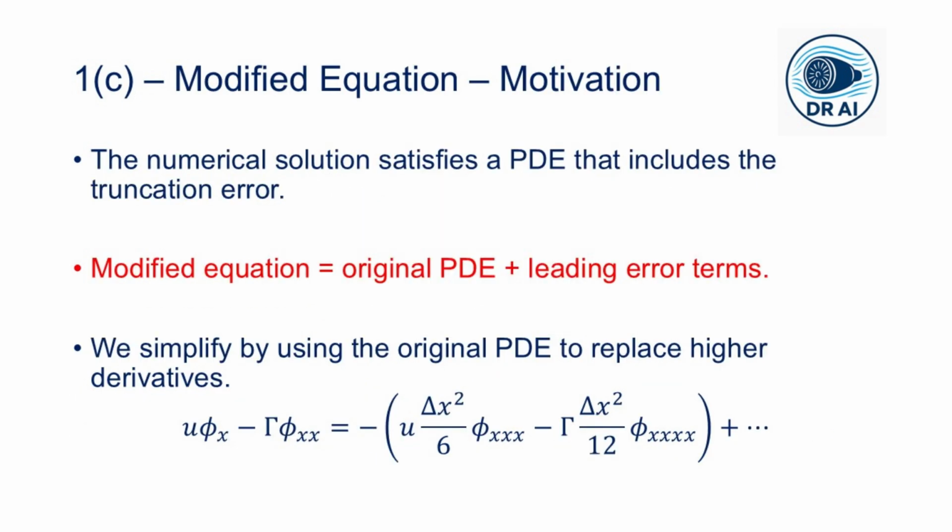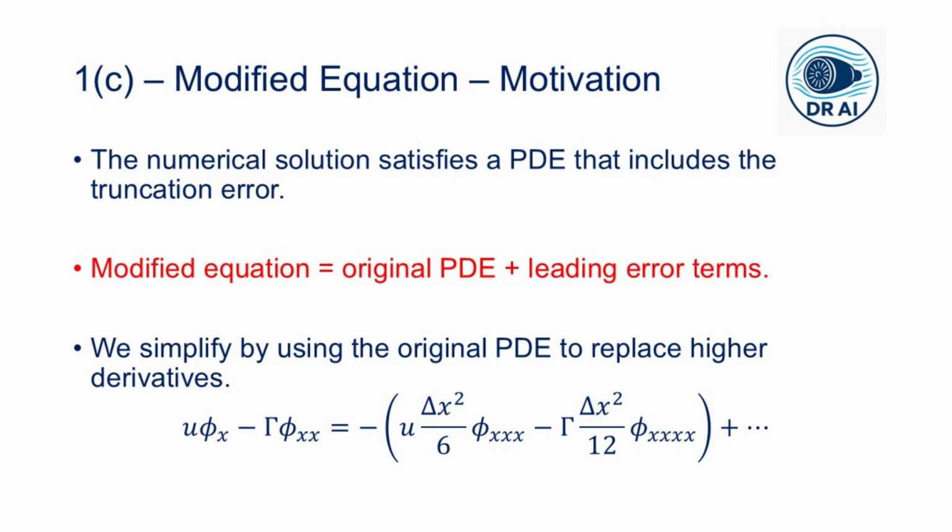Now, moving on to the modified equation, we take a step further. The truncation error tells us how much the discrete equation differs from the original PDE. But we can also ask what PDE the numerical solution actually satisfies. This is called the modified equation. It includes the leading error terms and gives insight into how the discretization behaves.